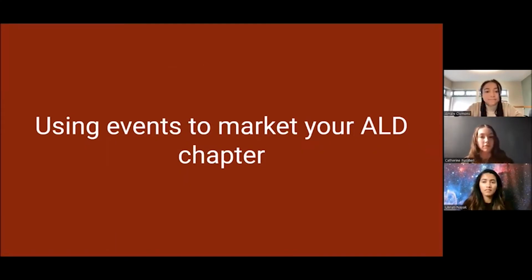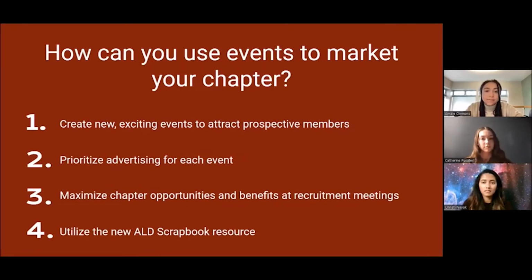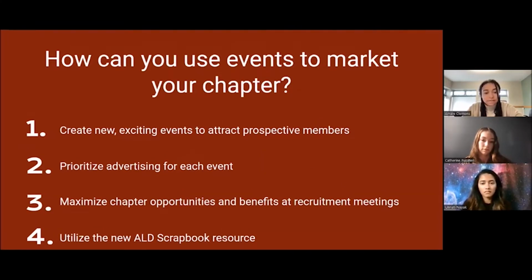So yeah, now we are going to transition to how we can use events to best market your chapter. This can be separated into 4 different ways. The first being creating new and exciting events to attract prospective members, prioritizing the advertising for each event, maximizing chapter opportunities and benefits at recruitment meetings, and finally, utilizing the new ALD scrapbook resource.